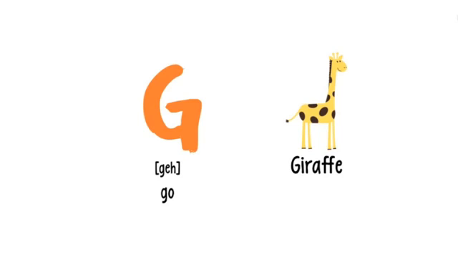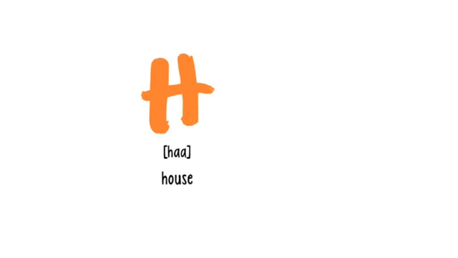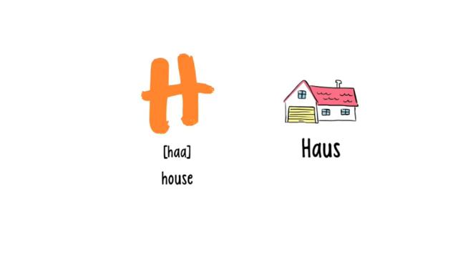G is pronounced like the G in the word go, and the German word is Giraffe, which means giraffe. As you can see, the word Giraffe is written exactly the same way as in English, but the pronunciation is completely different. H is pronounced like the word house, and the German translation for house is Haus. That's pretty easy.